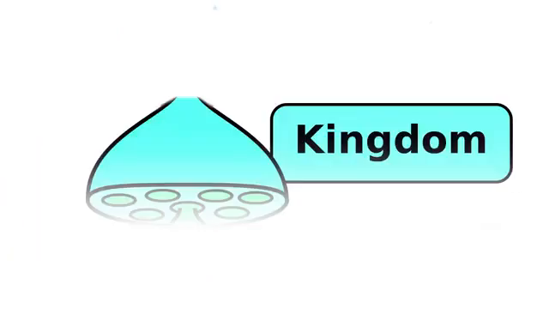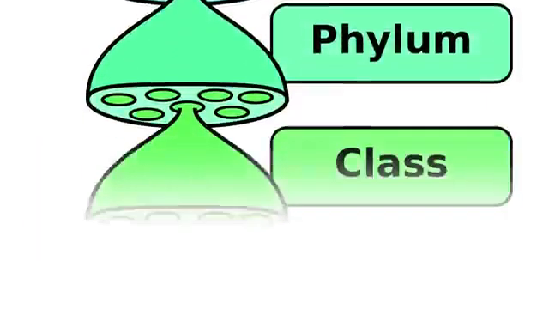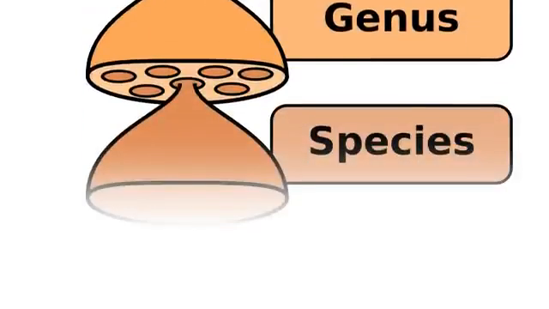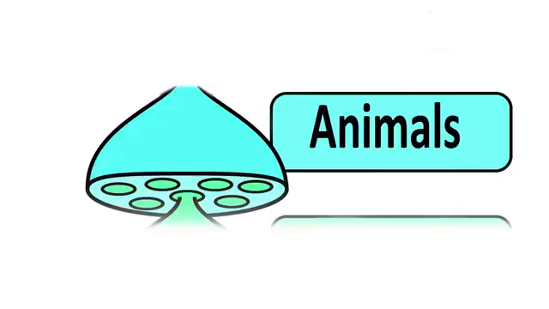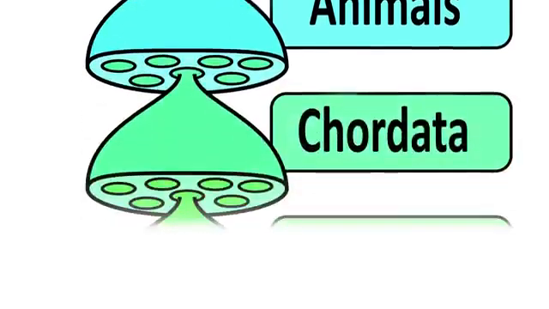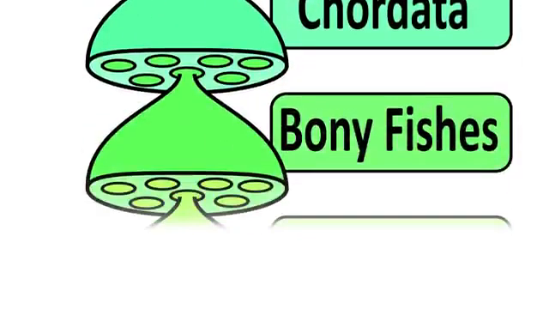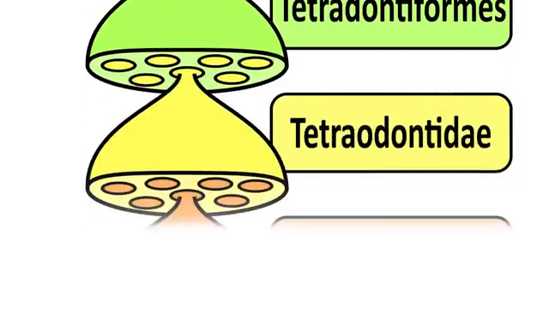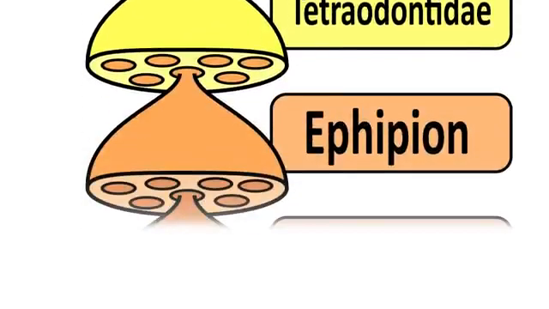All these kingdoms are further divided into phyla, classes, orders, families, genera, and species. For example, if we take the Animalia kingdom, Chordata phylum, class of bony fishes, Tetraodontiformes order, Tetraodontidae family, Ephippion genus, you'll find the prickly pufferfish.